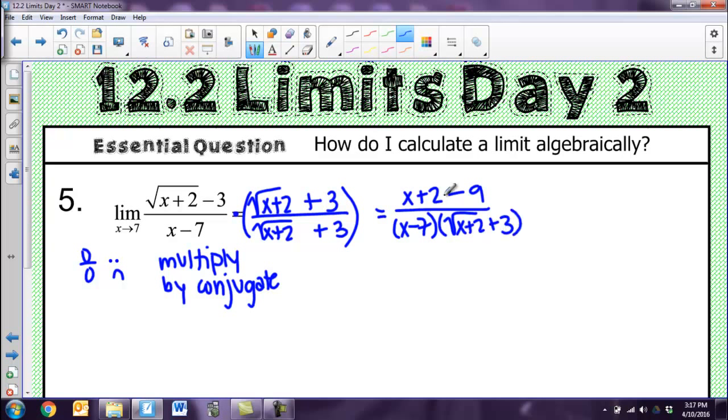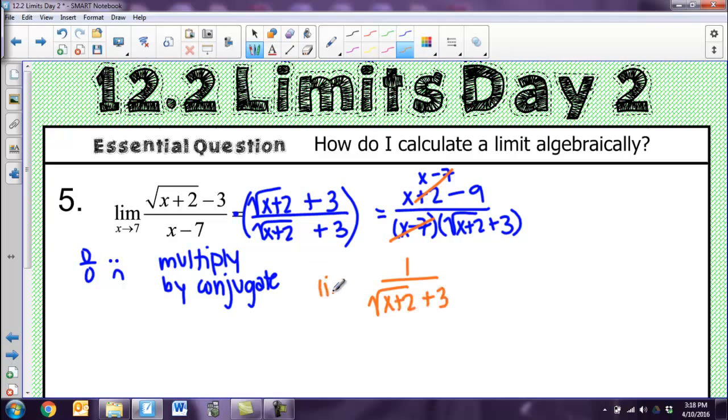But if you notice, this top part is then x minus 7, which, hooray, will cancel out with this bottom one, and I'm just left with 1. Remember, it's not 0. There's still something up there. It's 1 over this thing.